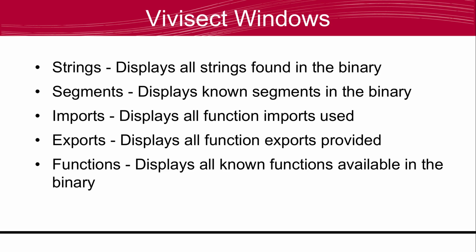So Vivisect contains a bunch of different windows. These are just a few of them. It'll display all of the strings found in the binary in one window, display all of the code and data segments in another. It'll display all of the function imports and exports that are used and provided, and then list all of the known functions that it could find in the binary itself.